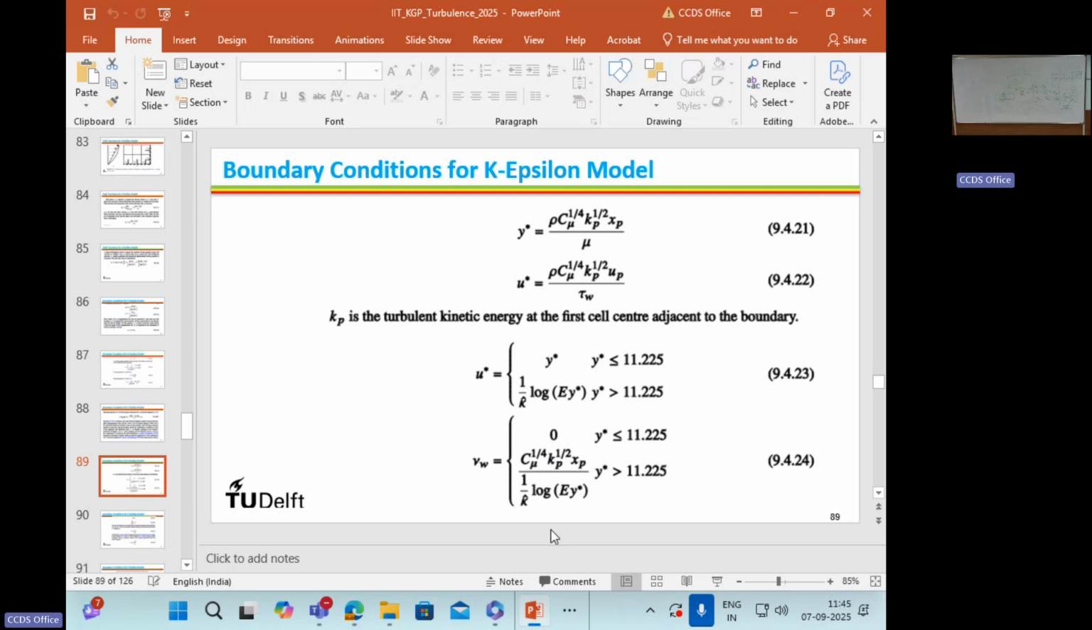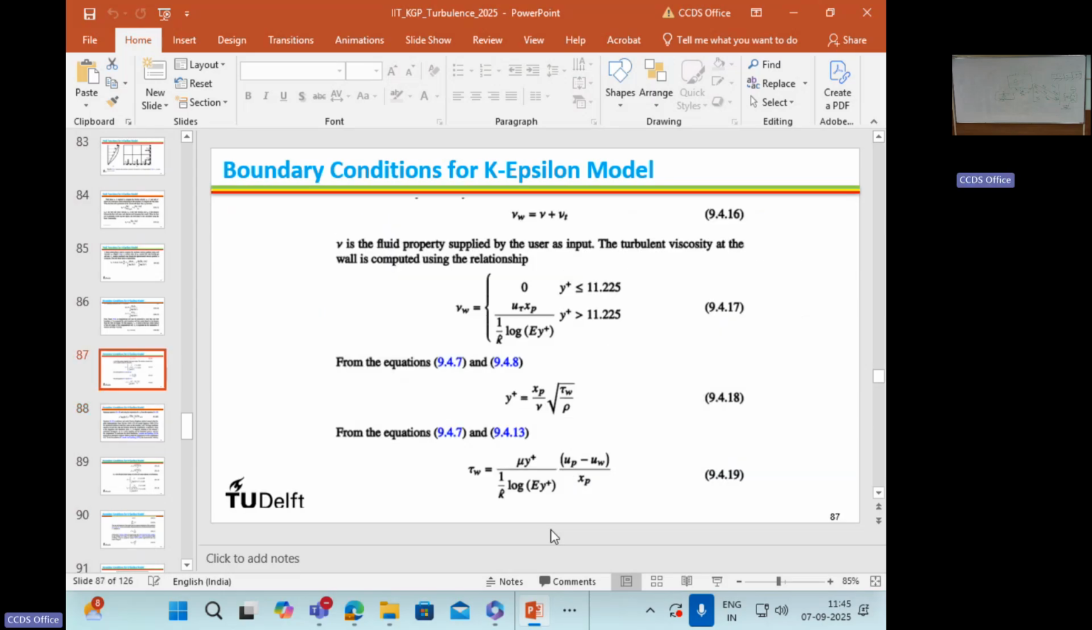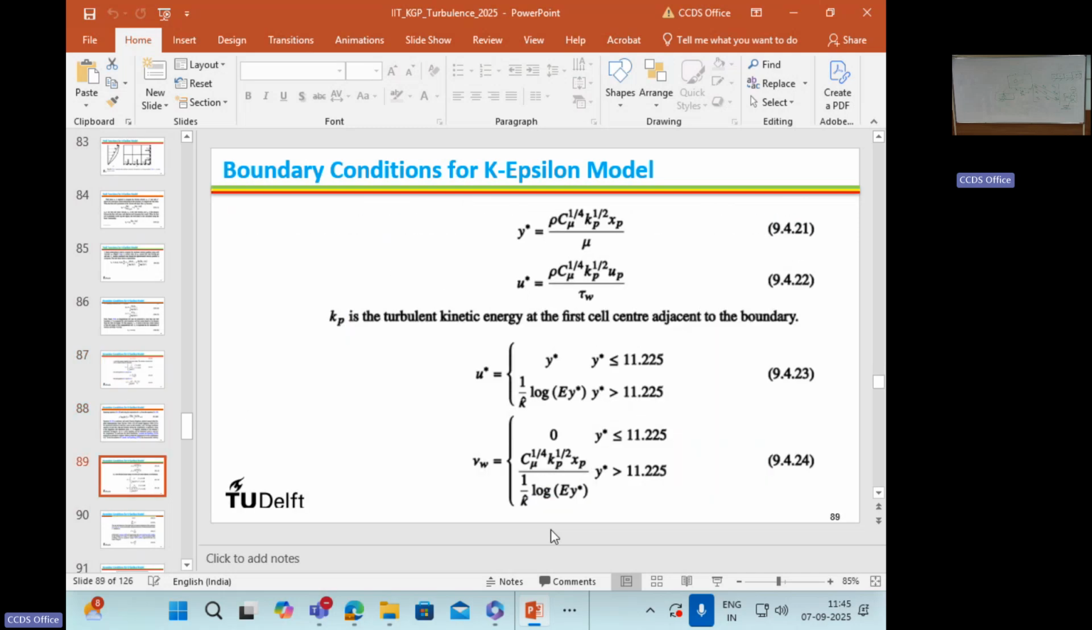Now come to the thing. So again, if y star is less than 11.225, your profile looks linear. If y star is greater than 11.225, your profile is log, right? If you take this and put it over this definition, instead of y plus, you replace it with y star, you'll get an expression like this, right?